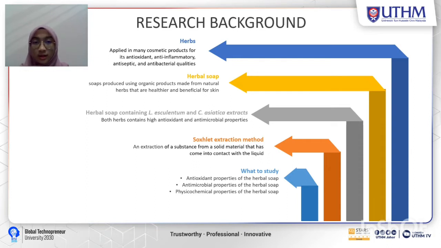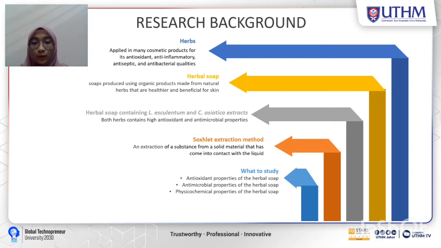Next, Soxhlet extraction method. The extracts of both plants in the study will be obtained using the Soxhlet extraction method, using Soxhlet apparatus that consists of a distillation flask, sample holder, siphon, and condenser. This method is an extraction of a substance from a solid material that has come into contact with a liquid. The liquid is actually the solvent used during the extraction.